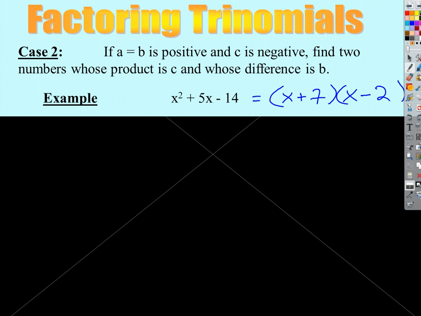But do you see the point I'm making? That tells me how far apart they are. 7 is 5 bigger than -2. Okay? Questions on that?